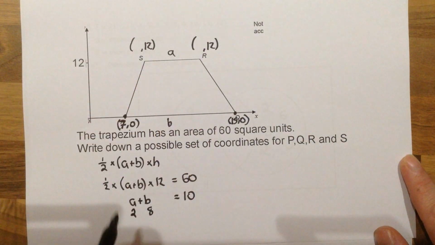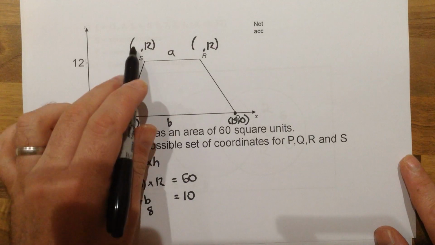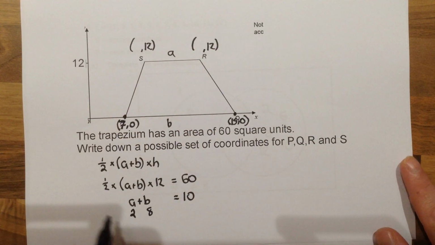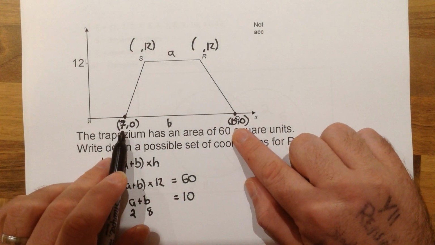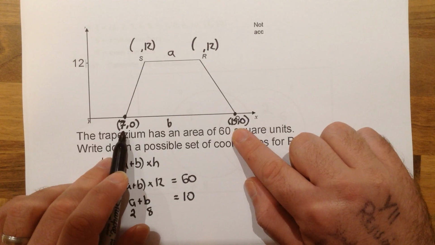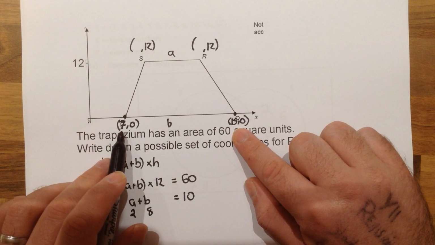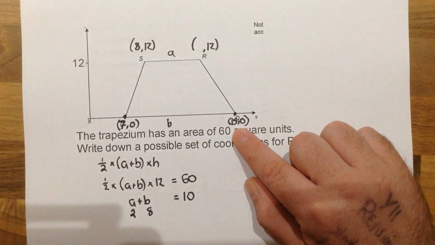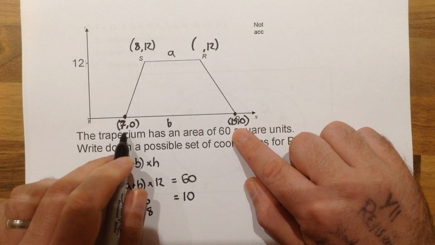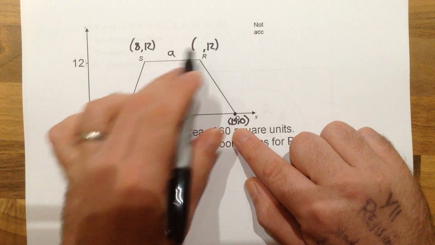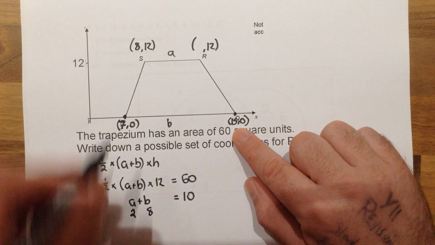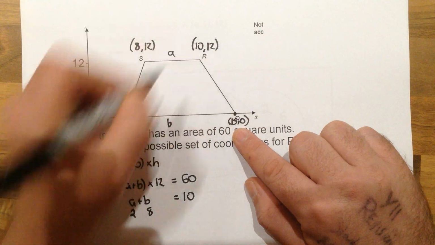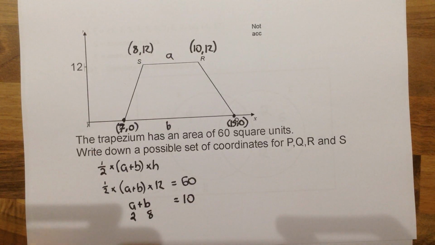In terms of the other numbers, they must have a difference of 2, and they must be somewhere between 7 and 15. So to make this as easy as possible, I'm going to say that this one is 8, just a little bit further along the x-axis than the first one. And if we need this one 2 further along, because we said that a is 2, I'm going to say that that is 10. There are multiple different answers that you could give for this question. This is just one of them.